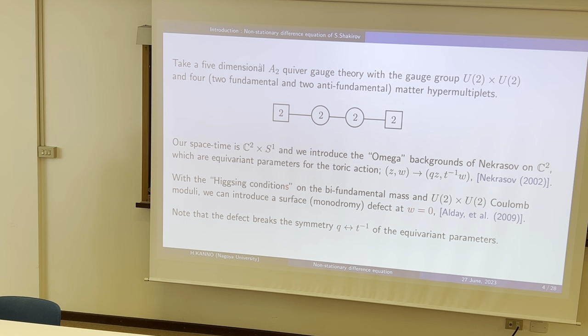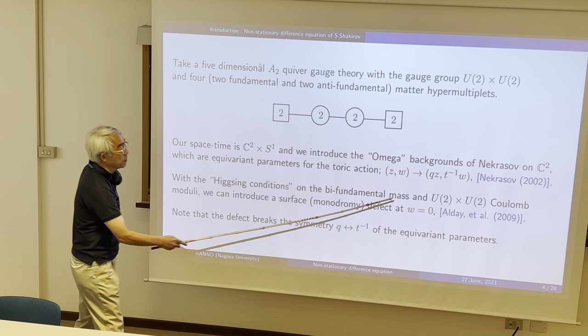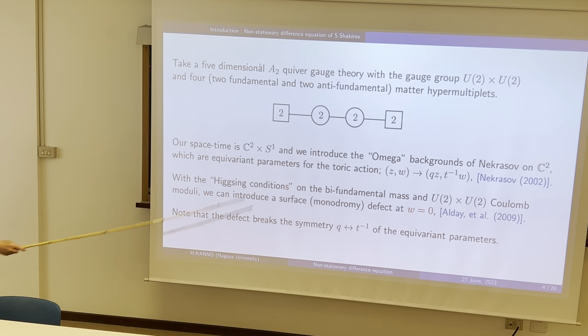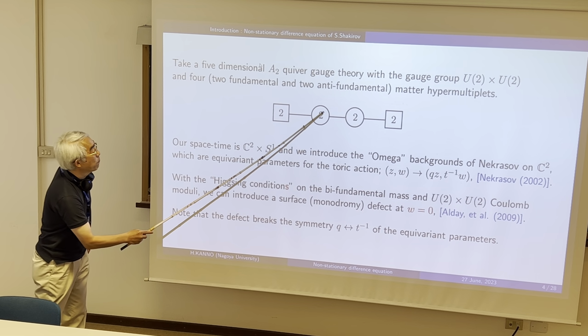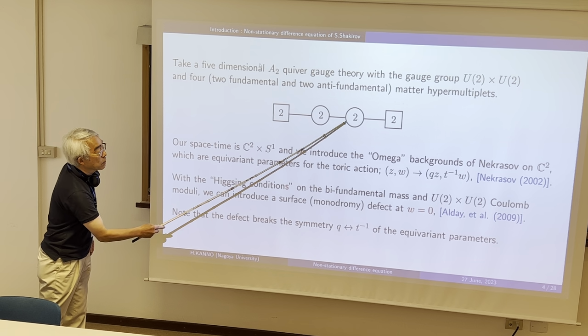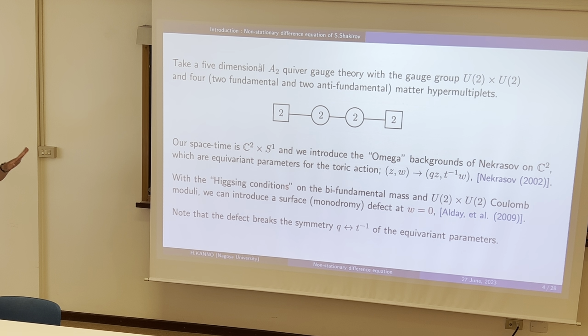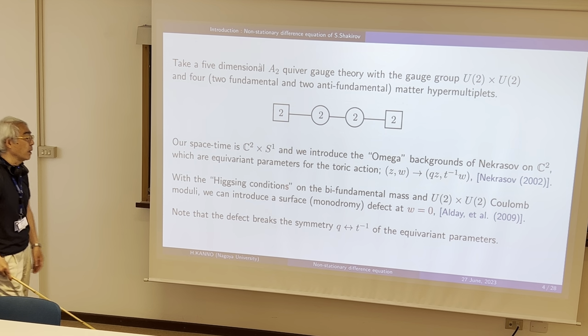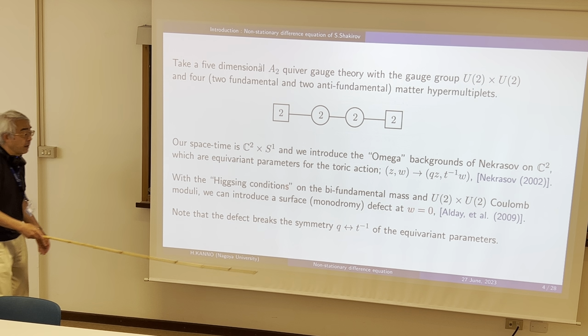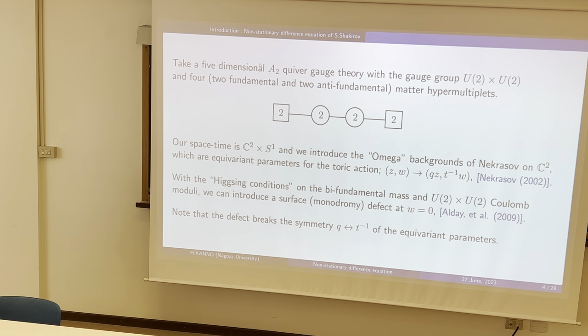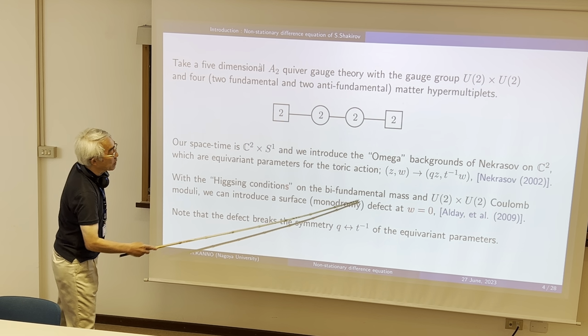So I'm going to introduce a surface defect in the gauge theory. One way to achieve that purpose is with a so-called Higgsing condition on the bifundamental mass and the U(2) x U(2) Coulomb moduli. Since we are considering this kind of quiver gauge theory, we have bifundamental matter between them, and we have 2 Coulomb moduli for each gauge group. I don't write an explicit formula, but by putting some Higgsing condition, or tuning condition, of mass and Coulomb moduli, we can introduce a surface defect at, say, W=0. And so the worldsheet coordinate of the surface is Z.